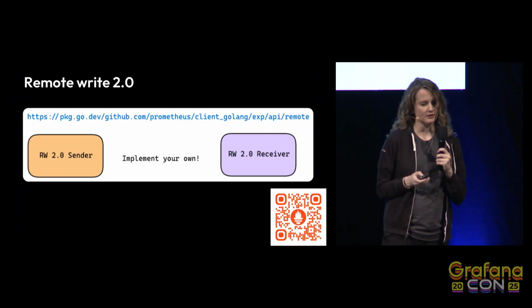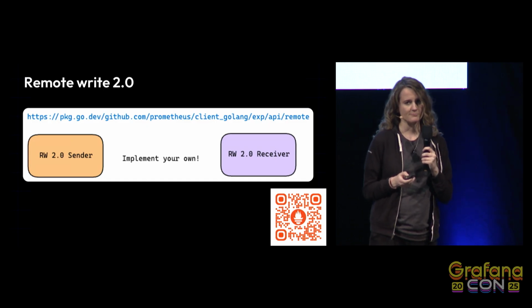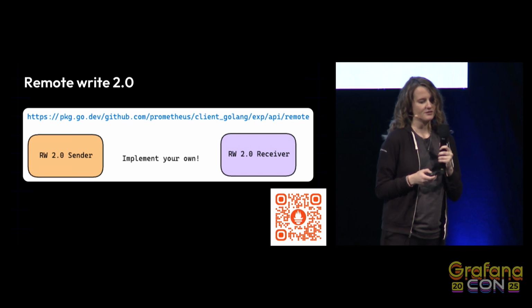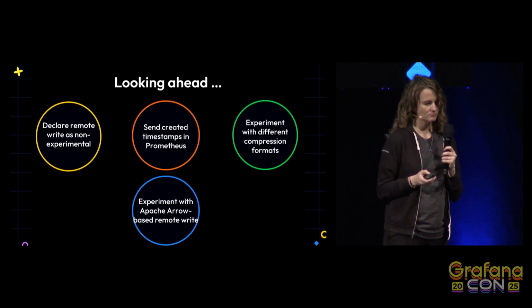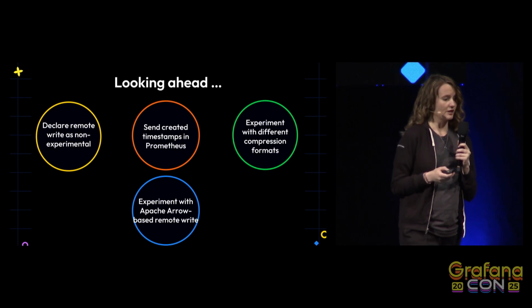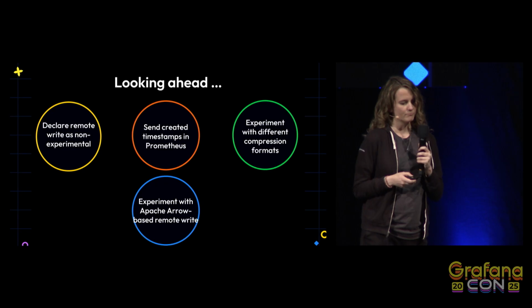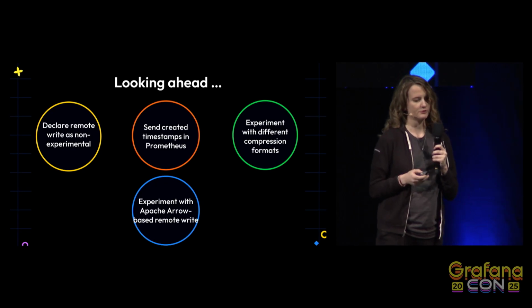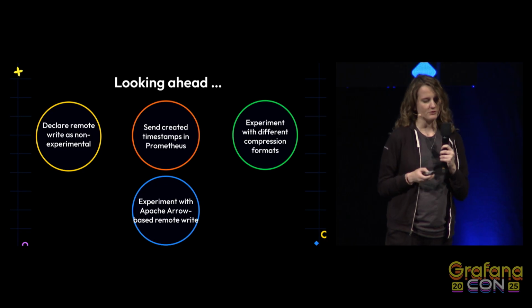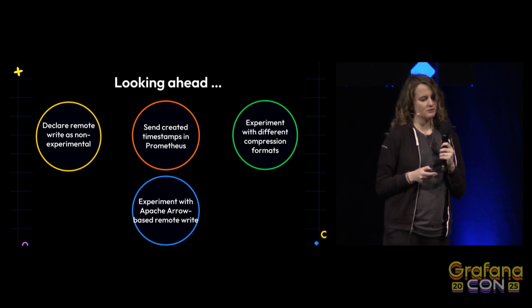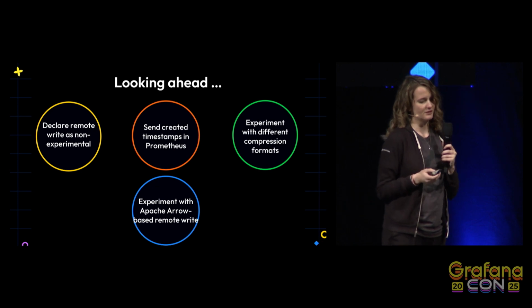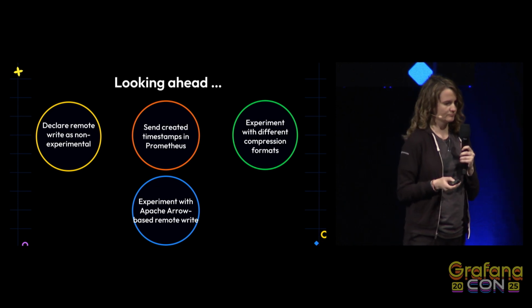And in order to make Remote Write easier to adopt in the long run, we have built an experimental library in client_golang, and this allows you to construct Remote Write 2.0 compatible senders and receivers more easily without having to manually ensure compliance to the spec. Looking ahead for Remote Write, the goal is to soon mark it as non-experimental, and there's continuous work being done for sending created timestamps and addressing efficiency issues with metadata. And one of the benefits of this flexible new protocol is that we can experiment with various compressions and even formats like Apache Arrow in the future.